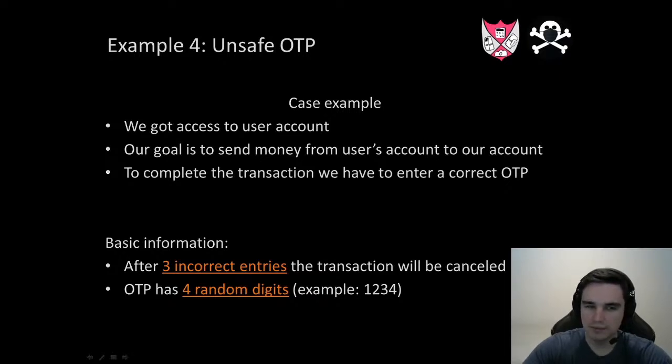Every time we create a transaction, we have only 3 tries. After three incorrect entries, the transaction will be cancelled. And the OTP has 4 random digits, for example 1, 2, 3, 4. So how do we make this transaction? How do we finish this transaction?